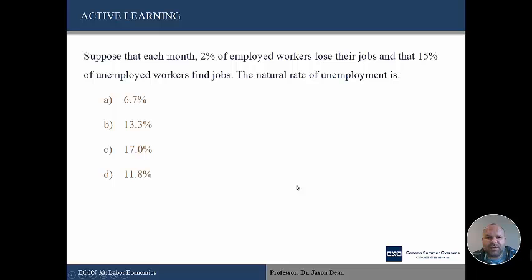Okay, and next question. Suppose that each month 2% of employed workers lose their jobs and 15% of unemployed workers find jobs. So we have our S, lowercase s, and lowercase f. What would the natural rate of unemployment be? Well, we take S and divide it by S plus F, and we would get 11.8%.